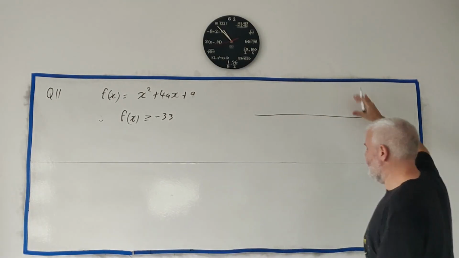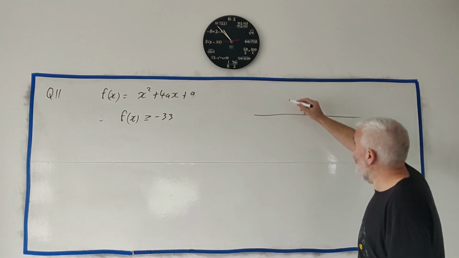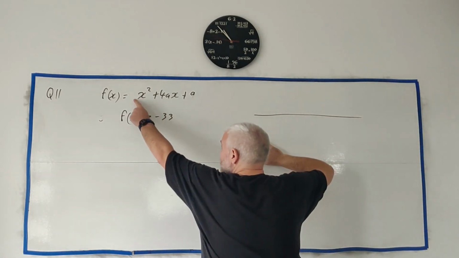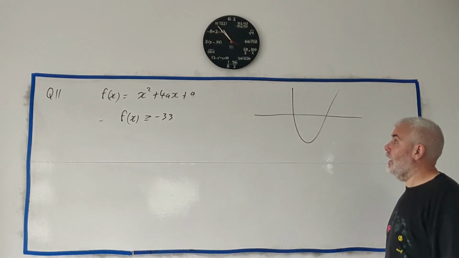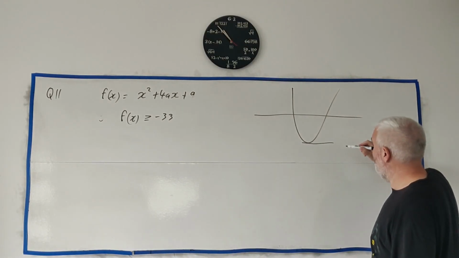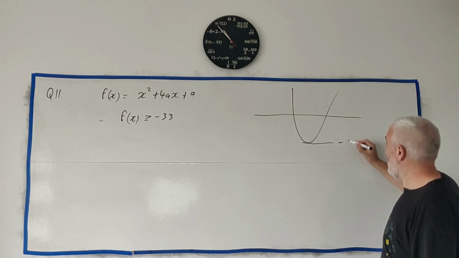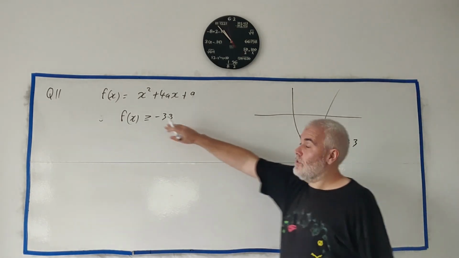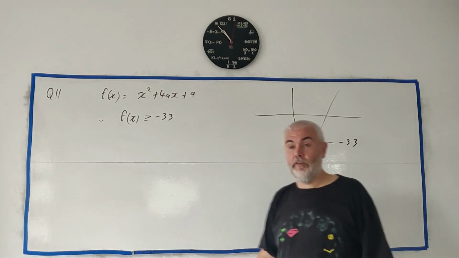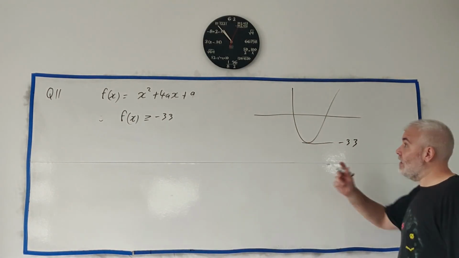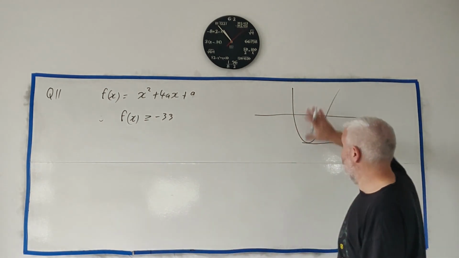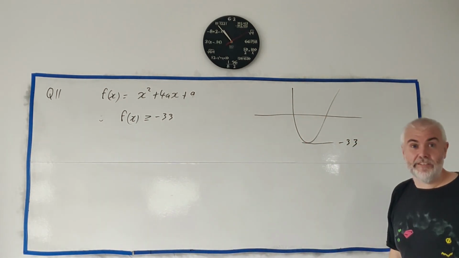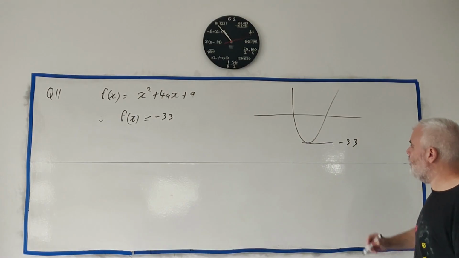This is the x-axis. I don't know where the y-axis is, but I know that this function, it's a positive number here. So I know it's a U shape. And I also know the bottom point of it. I know it's minus 33, because they tell me the range is bigger than or equal to minus 33. Even if I didn't know this was a positive, the fact that it's bigger than or equal to, I would know that it's a positive from that.